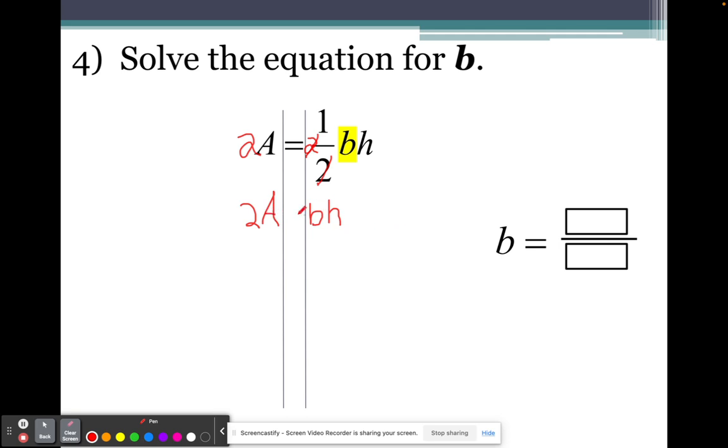Well, now my B still isn't by itself. I have to get rid of that H, which is stuck to the B through multiplication. So I'm going to divide both sides by H. This cancels, and I'm left with B equals 2A over H.